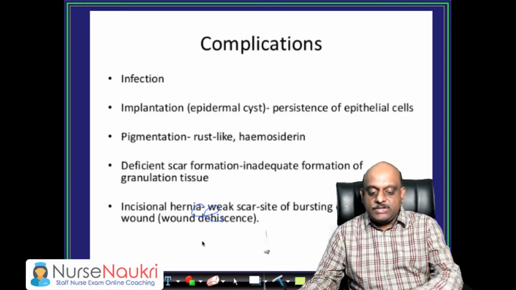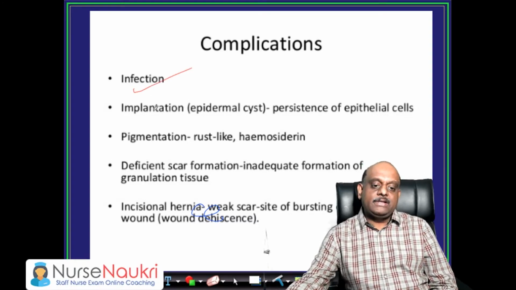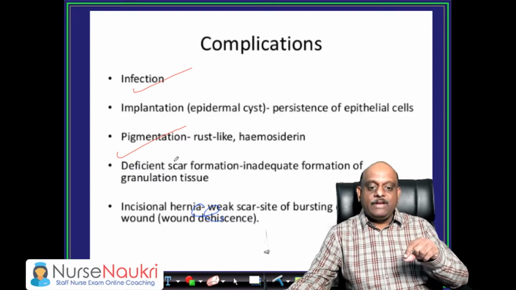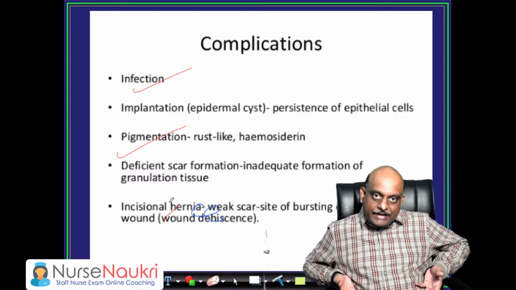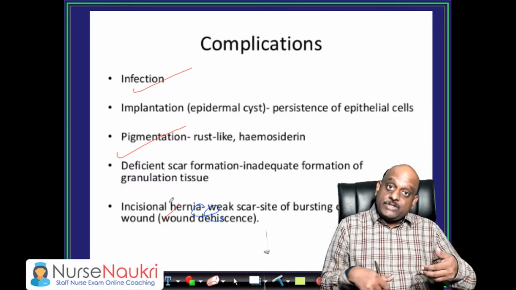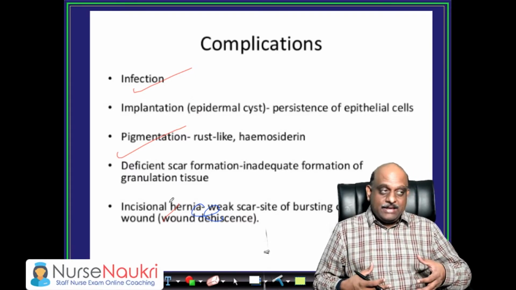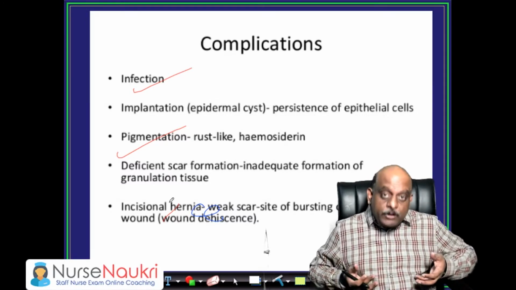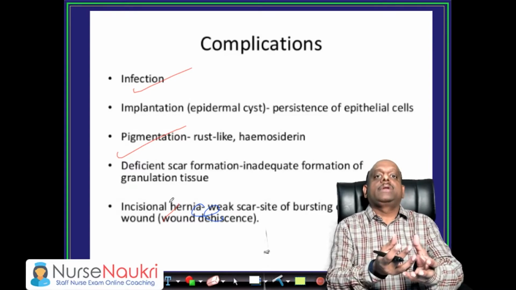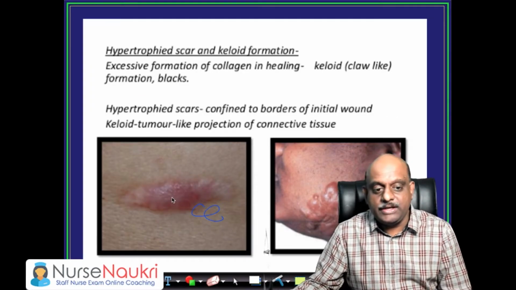Now what are the complications of wound healing? Infection, pigmentation can occur, and a scar will form that is very weak, and that can lead to the contents coming out. Typically after a hysterectomy, cesarean or any surgery, if the abdominal wall scar is weak while healing, that can lead to development of hernia. Hernia means protrusion of the abdominal contents out. So herniation can occur.